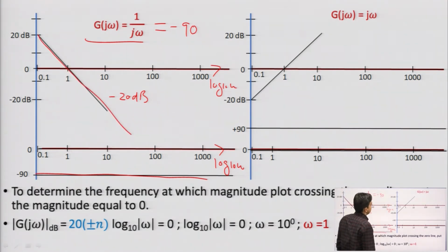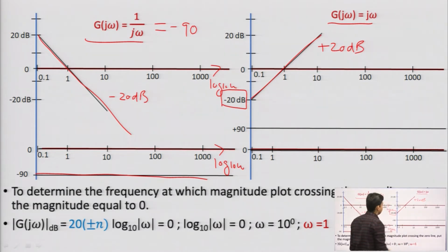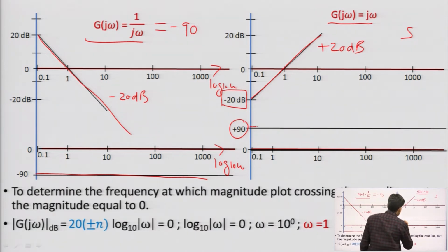Okay. In the same way, when we come to G(j omega) equal to j omega, I will get my starting point from minus 20 dB, and we will get a slope of plus 20 dB. If we see the phase for this case, s is present, it means this will give us a phase of plus 90. So, in the phase plot, this is not depending on omega. Here I will get a constant line around plus 90.